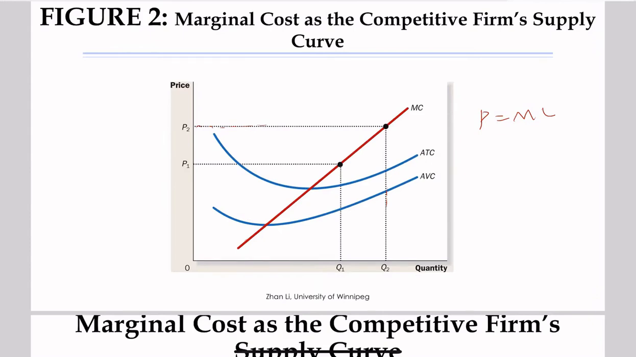So first, let's review what we have discussed in the last lecture. The first important result is about the firm's supply curve. Basically, it starts with the firm's maximization problem. If it's a competitive firm, then its maximized profit is determined by price equals marginal cost, right?